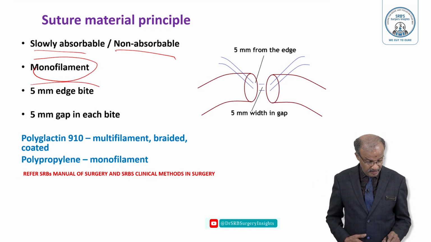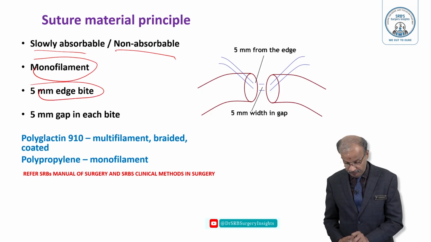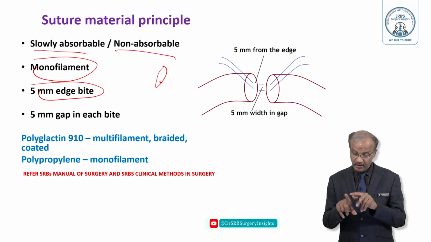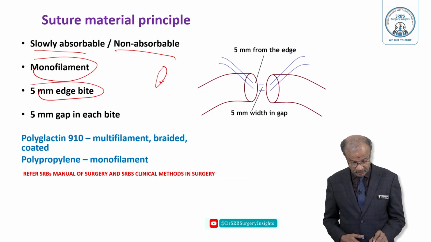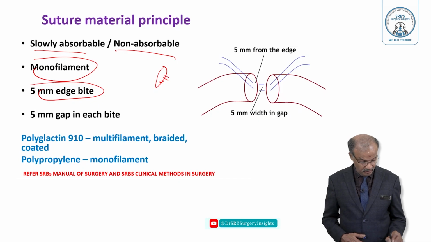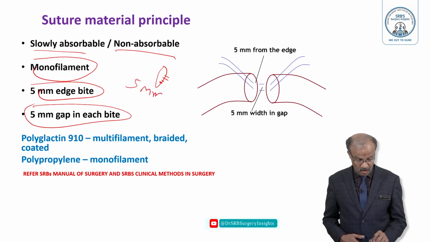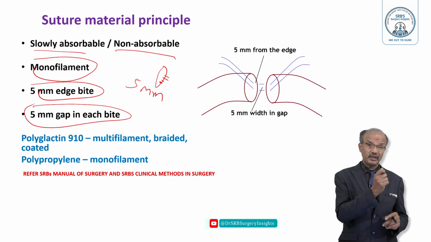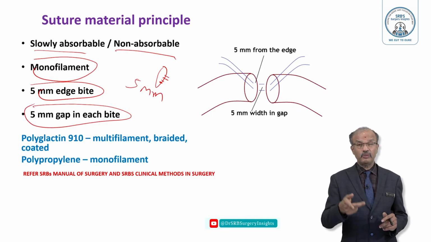Important thing is a 5 mm bite from the edge. If you see the bowel, 5 mm from the edge, and each bite gap should be 5 mm. So 5 mm from the edge, and the gap between bites is 5 mm. Remember 5 mm. Don't compromise. Don't be in a hurry. Take each bite 5 mm from the edge, and 5 mm for the next bite.